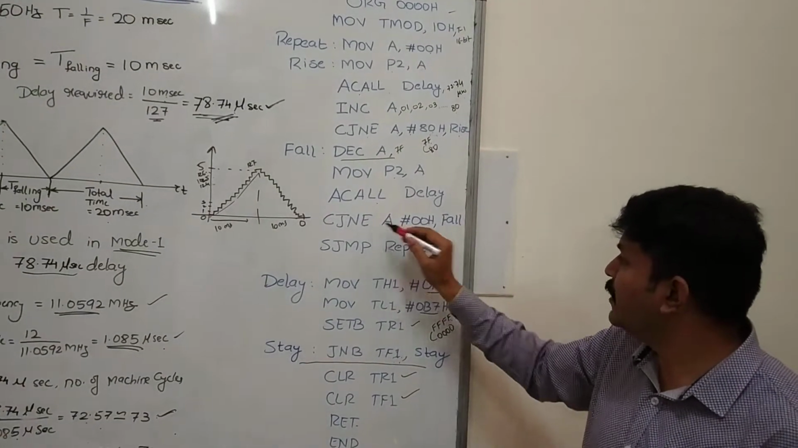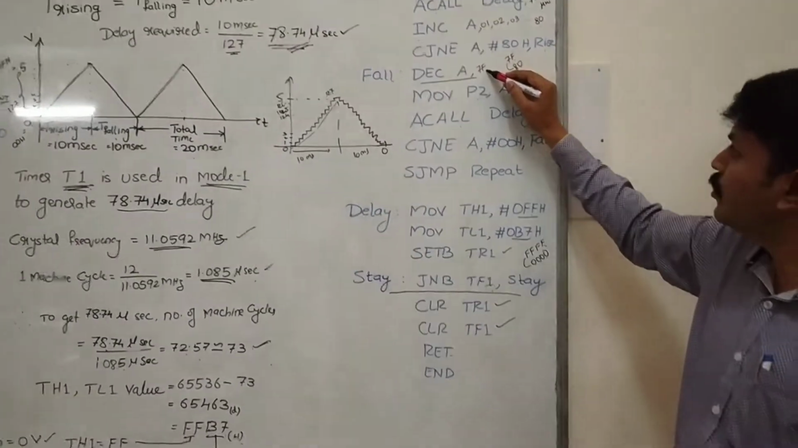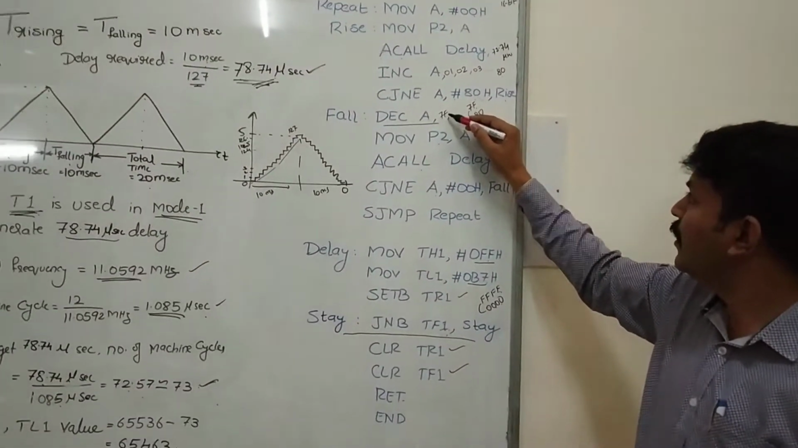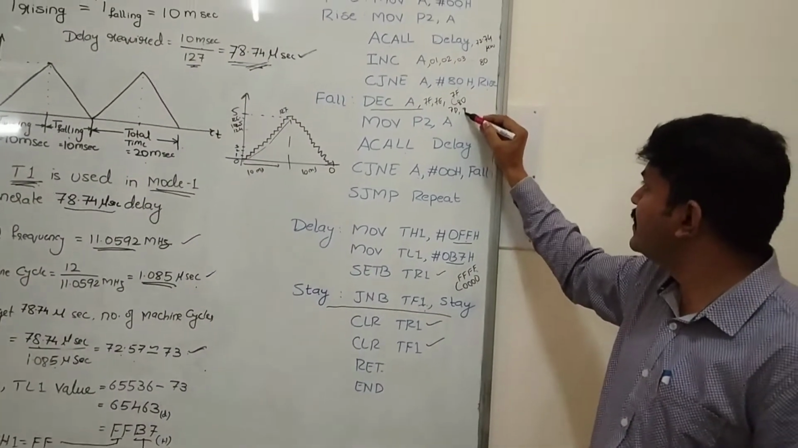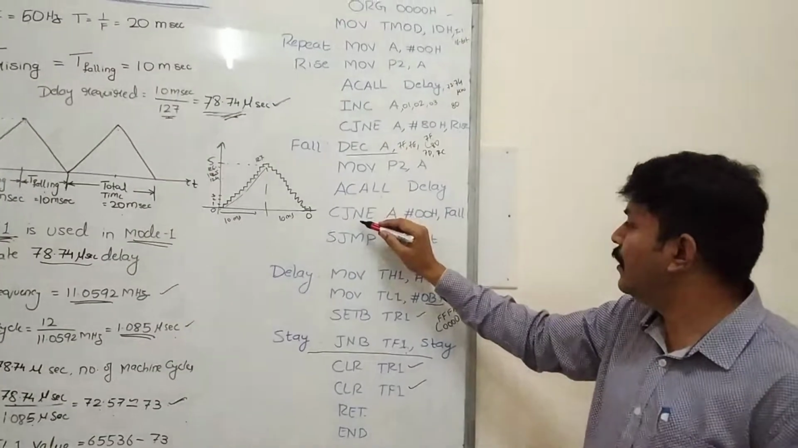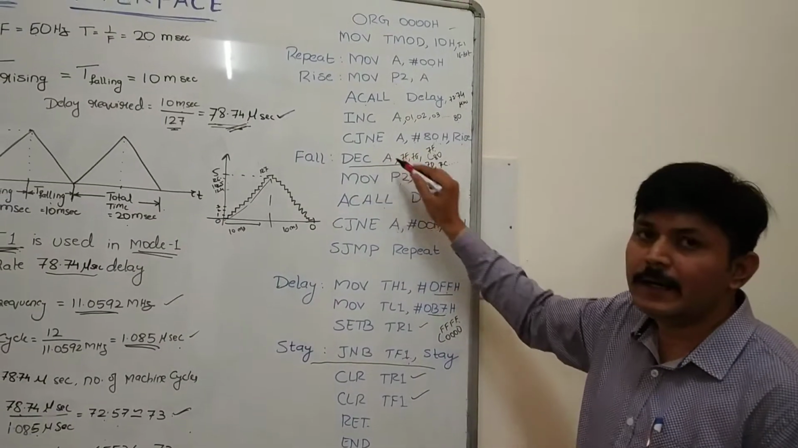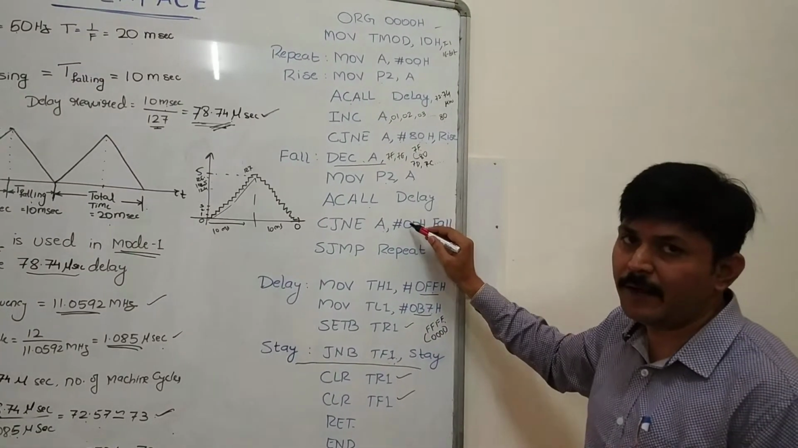Here I am comparing the accumulator contents with 00. So this 7F value goes on decrementing to 7E, 7D, 7C and so on until it is 00. This loop will be repeated. Okay, it is generating the falling edge of the triangular wave.